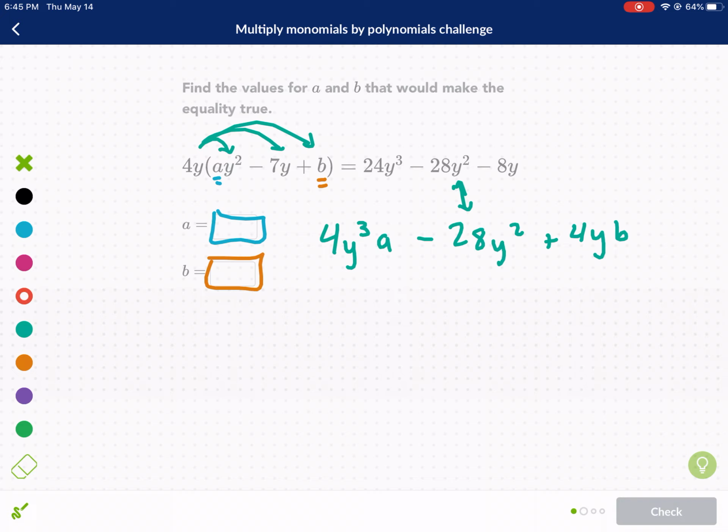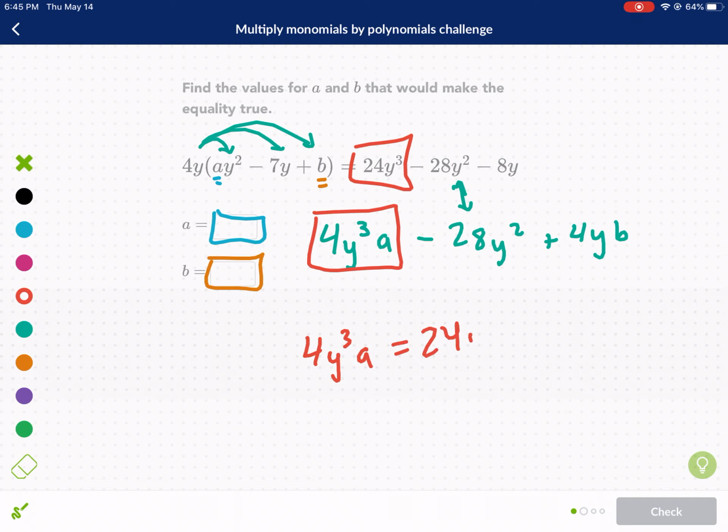Okay. Now what's the difference here? We have this one different. This one needs to match this one right here. So how is 4y cubed a equal to 24y cubed? Well, we have a y cubed on both sides, so we're not worried about that. We have 4a equals 24. So we're just going to isolate the a by dividing both sides by 4, and we get a equals 6. So we have our first answer, 6.